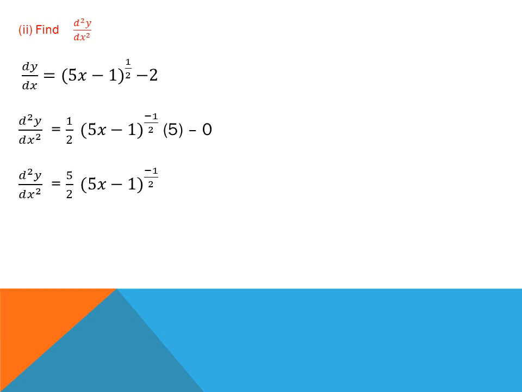So 1 by 2 into (5x minus 1). When I subtract 1 from 1 by 2, it becomes minus 1 by 2. The derivative of 5x minus 1 is 5, whereas the integration of 5x minus 1 gives 1 by 5. And the derivative of a constant is 0. So d squared y over dx squared becomes 5 over 2 into (5x minus 1) to the power minus 1 by 2.